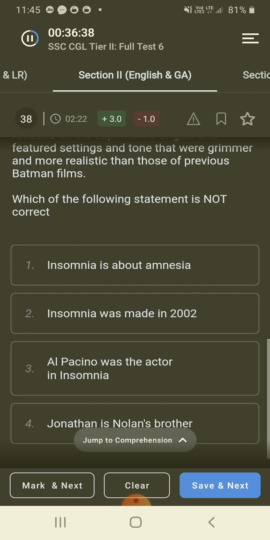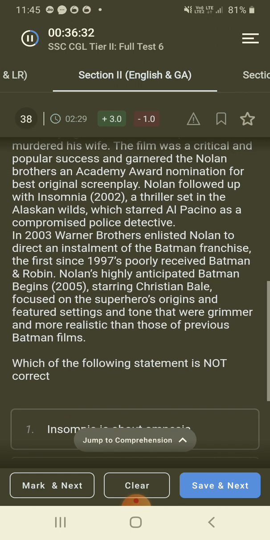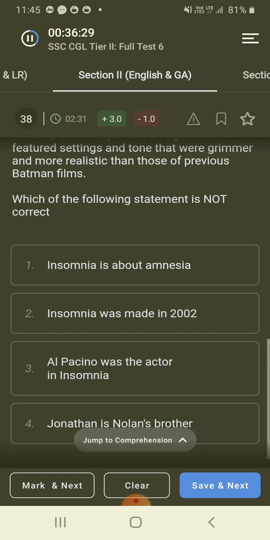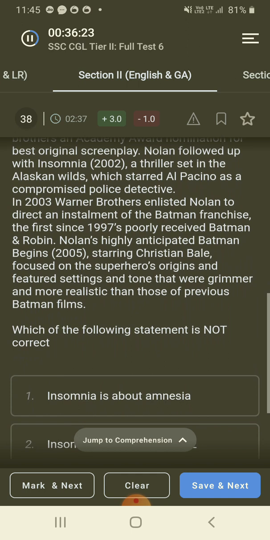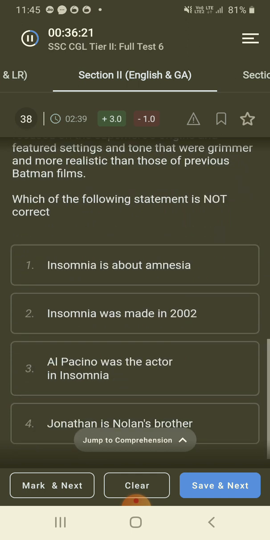Which of the following statements is not correct? Insomnia is about amnesia. Insomnia was made in 2002. Al Pacino was an actor in Insomnia. Pacino as a compromised police detective. Jonathan is Nolan's brother.